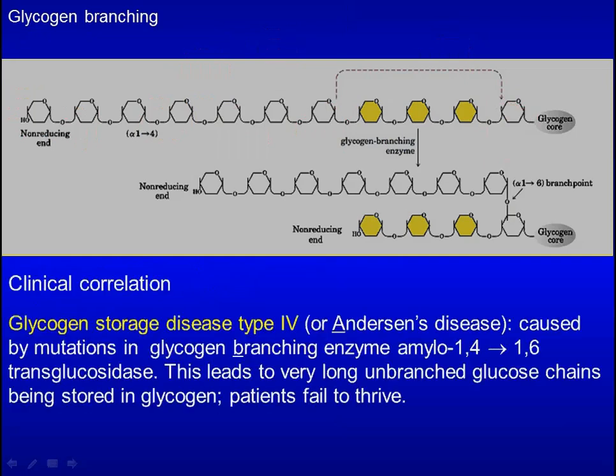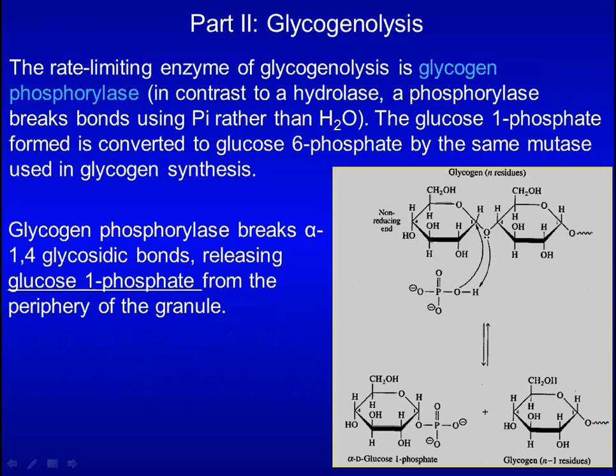Here is clinical correlation. Deficiency of branching enzyme causes Anderson's disease. Glycogen from patients remains very long, unbranched. Now let's move to part 2.